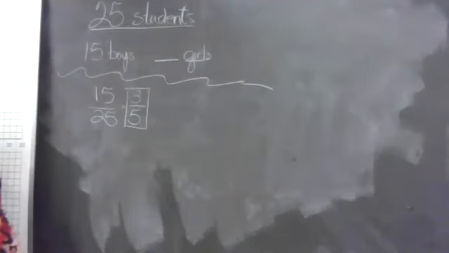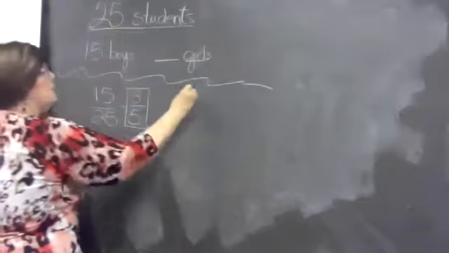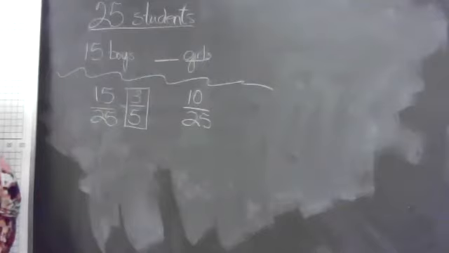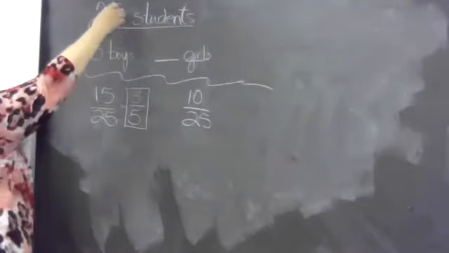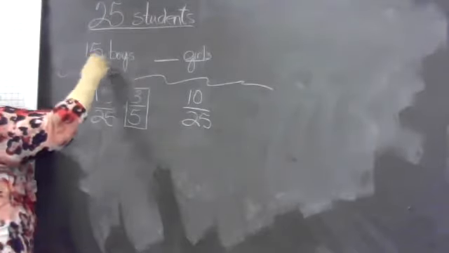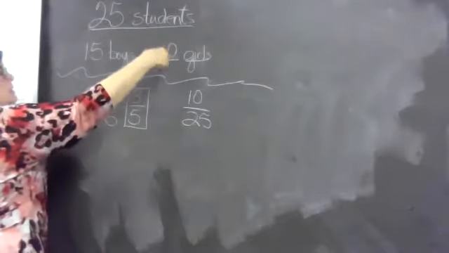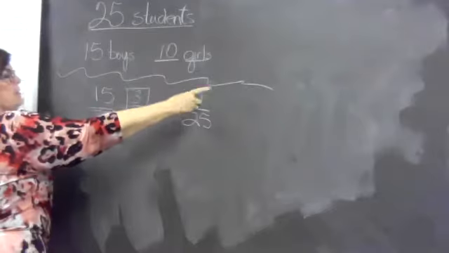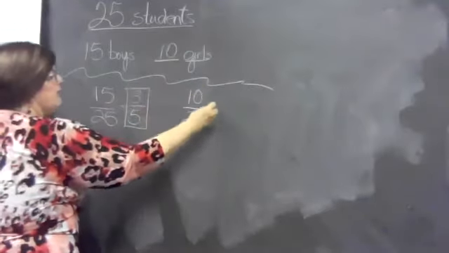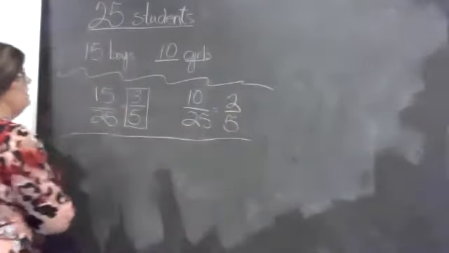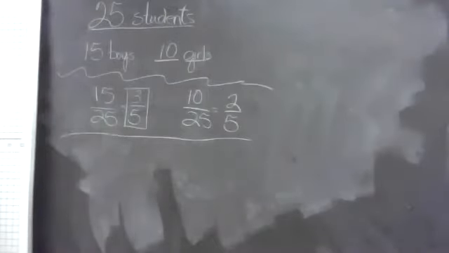What's the probability that I would point to a girl? 10 out of 25. I don't see 10 up here. How did you get 10? You're exactly right. If there are 25 total students and 15 of them are boys, 10 of them are going to have to be girls, right? So you have to do a little work here, and then the probability that I pointed to a girl is going to be 10 out of 25 or 2 out of 5.